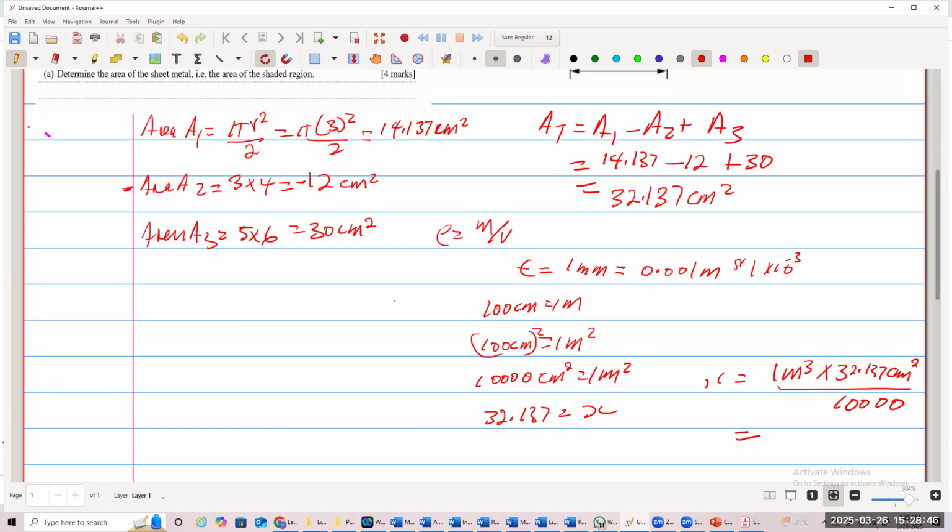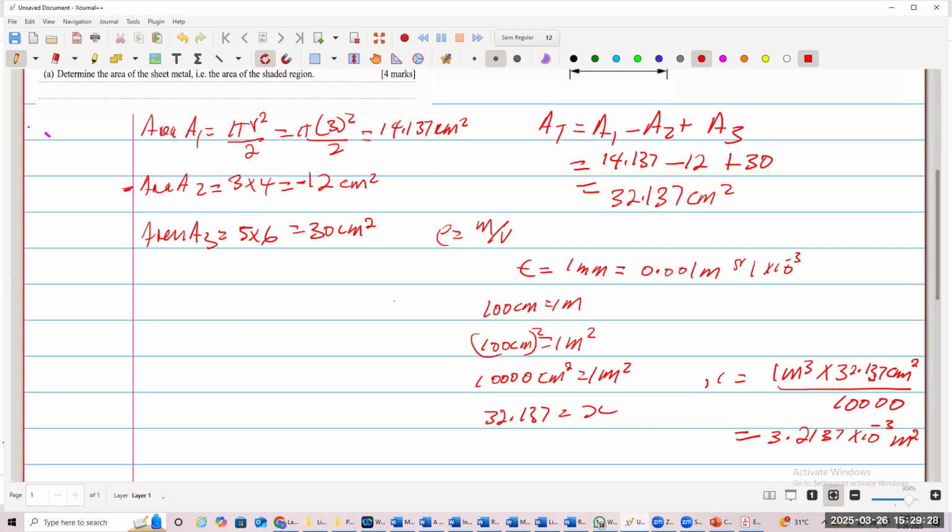How many decimal points do we have? 32 point, what is it? Let me write it properly. So we get 3.2137 times 10 to the negative 3, and the unit is square meters.